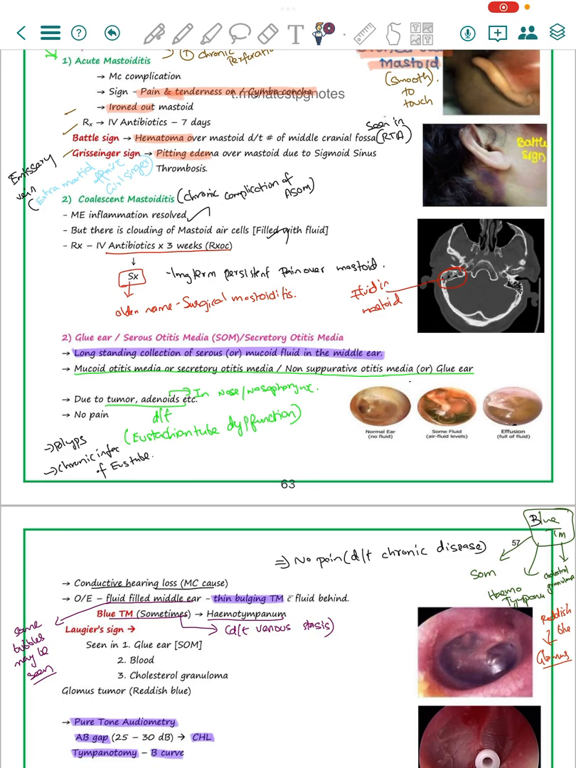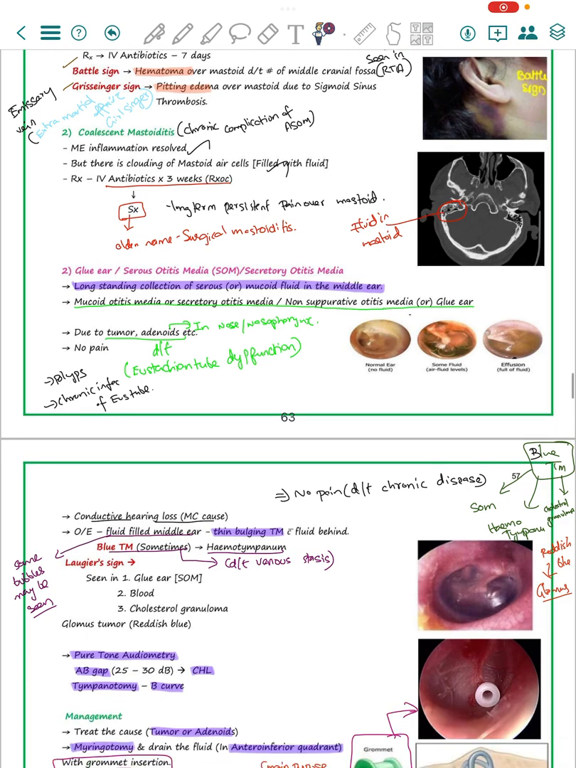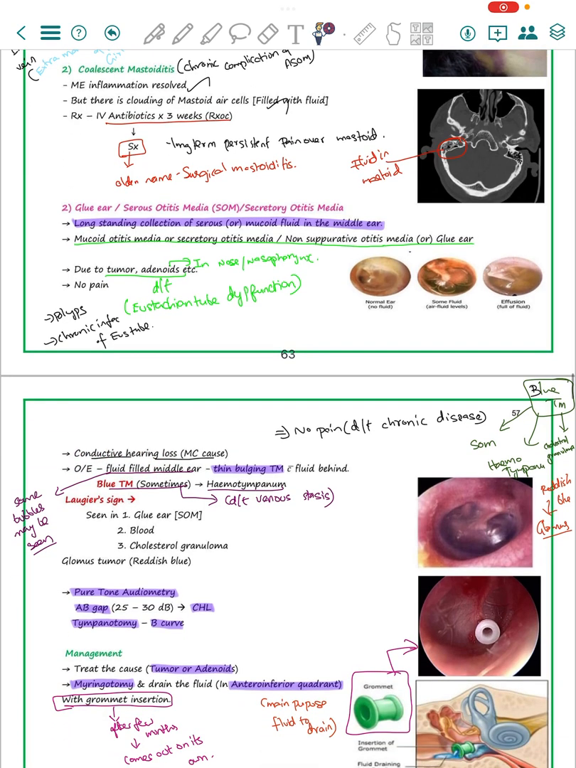It may be due to a tumor or from an adenoid infection. It may spread to the tube and cause tubal occlusion, where there is no way for the drainage of the fluid in the middle ear. In this condition, normally there will be no pain, but there will be a decrease in hearing. That is most commonly conductive hearing loss due to the presence of the fluid.